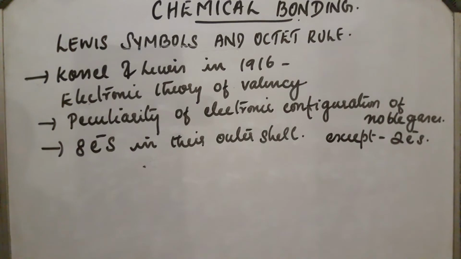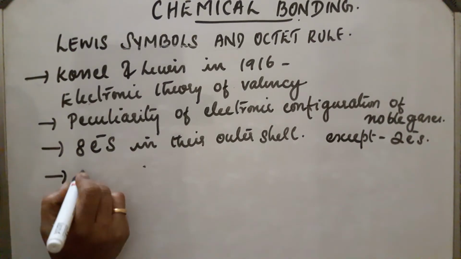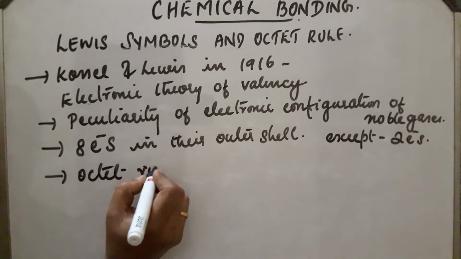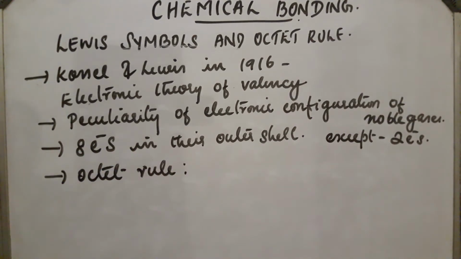So all the elements except noble gases have a tendency to form compounds for attaining 8 electrons in their outermost shell. From the different observations, Kossel and Lewis introduced a rule in this theory known as the octet rule. In order to attain this octet, all elements will be reactive, or they combine with other elements and form molecules. So what is the octet rule?